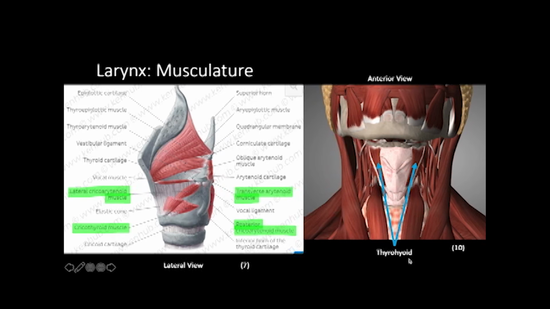And then finally, you have your thyrohyoid muscle. This is on the anterior view, and it aids in depressing the hyoid and elevating the larynx during swallowing.